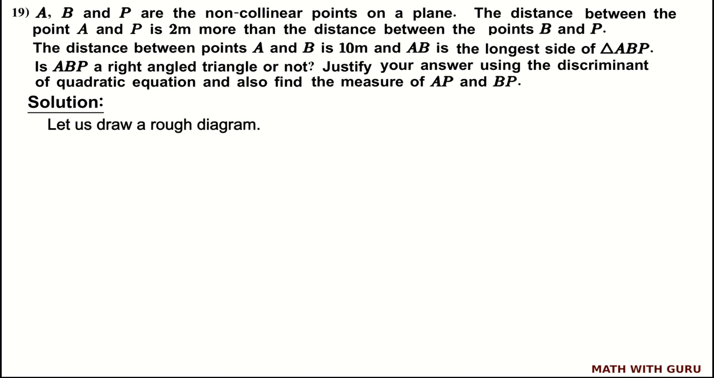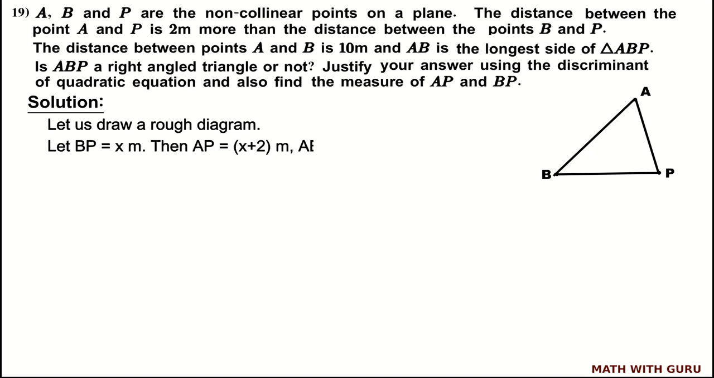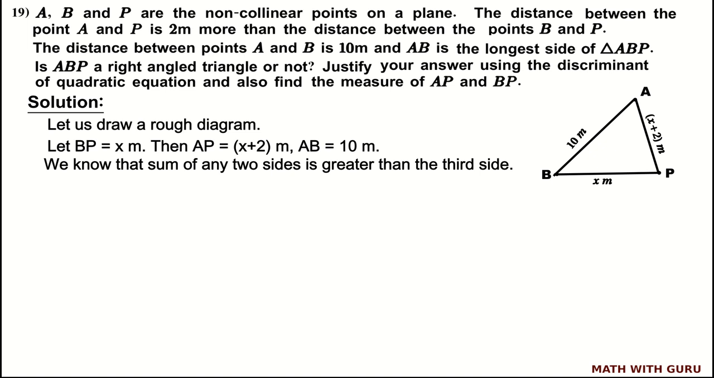Let us draw a rough diagram. Here are three non-collinear points. Join them: AB, BP and AP. Let BP equal x meters. Then AP equals x plus 2 meters and AB is 10 meters. We know that the sum of any two sides in a triangle is greater than the third side. Let us take BP plus AP greater than AB. x plus x plus 2 is greater than 10.